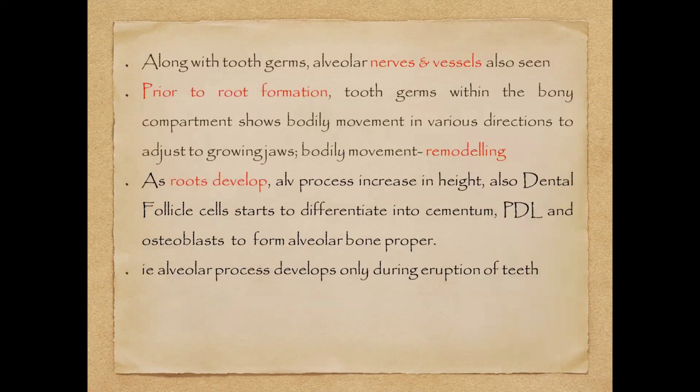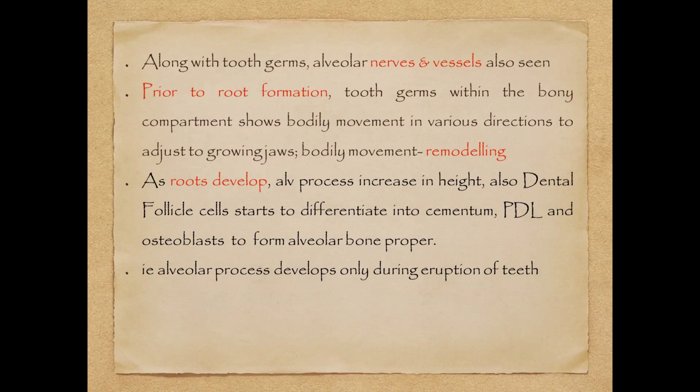Along with the tooth germs, the alveolar nerves and vessels are also seen. Prior to the root formation, the tooth germs within the bony compartment show a bodily movement that shows both bone resorption and bone deposition. As the root develops, the alveolar process also increases in height. Later on, the dental follicle starts to differentiate into cementum, periodontal ligament, and osteoblasts. The osteoblasts form the alveolar bone proper.